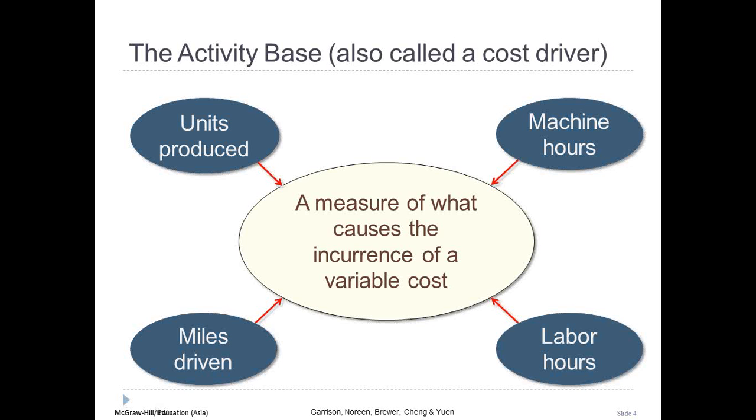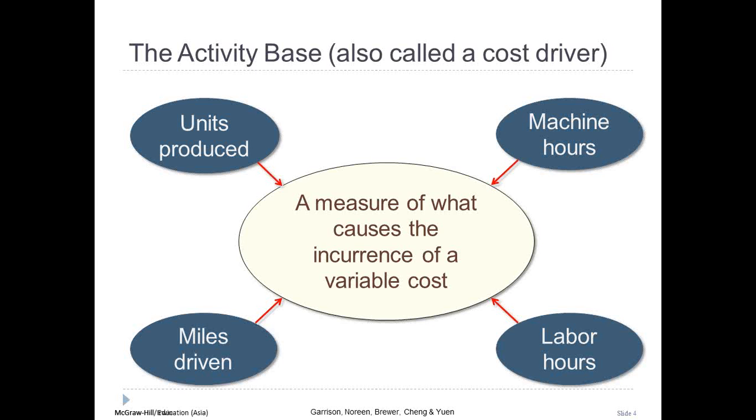What we look for in variable cost analysis is what's called a cost driver. It's also referred to as an activity base. And this refers to the measure of what causes a variable cost to occur. An activity base is a measure of what causes the incurrence of variable costs. And as the level of activity base increases, the total variable cost increases proportionally.